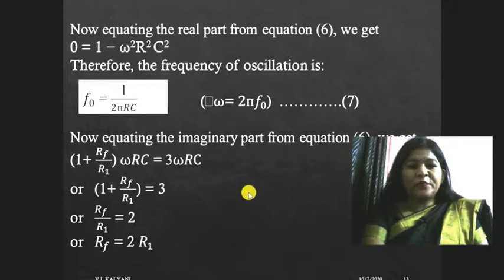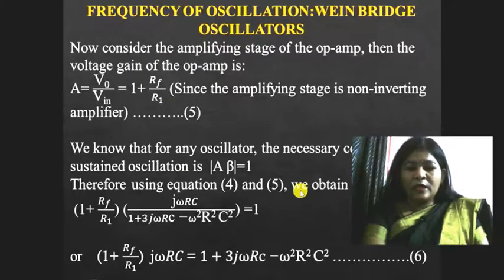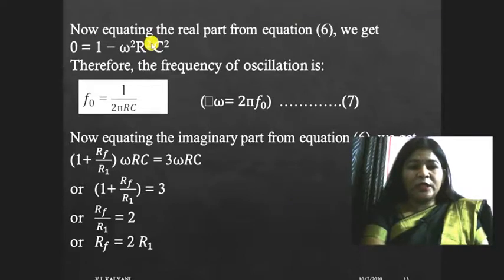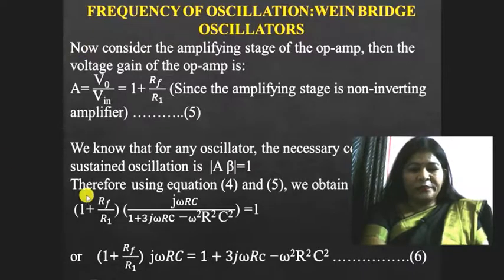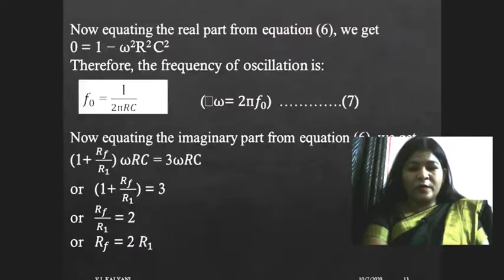In this equation there are two parts, real and imaginary. Now equating the real part and imaginary part, we consider the real part only from the above equation 6. Because the imaginary part is present in this equation, the real part will be 0 on one side and equal to 1.